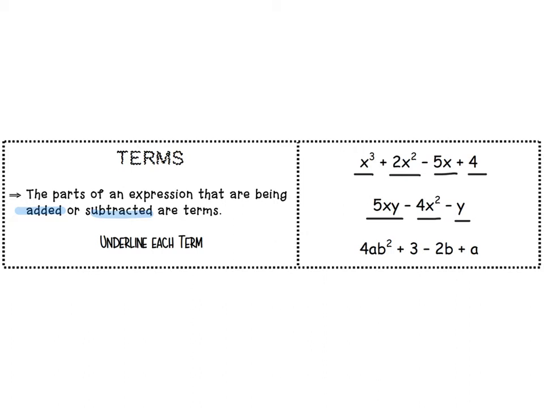Now, it might seem kind of crazy, like why are these all terms? Terms can be either a single number, like 4, it could be a variable by itself, like y, or it could be a combination of either, like 5xy, or 2 times x squared. These are all terms. As you can notice, they're being added or subtracted from other terms in the expression.